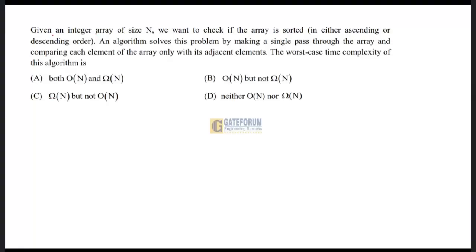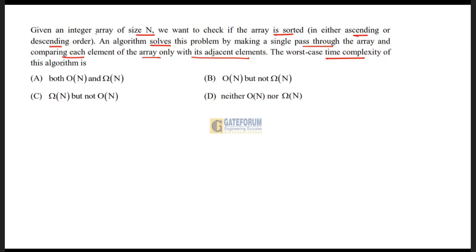The following question belongs to the data structure part, and the topic is sorting techniques, asked for 1 mark. Given an integer array of size n, we want to check if the array is sorted either in ascending or in descending order. An algorithm solves this problem by making a single pass through the array and comparing each element of the array only with its adjacent element.